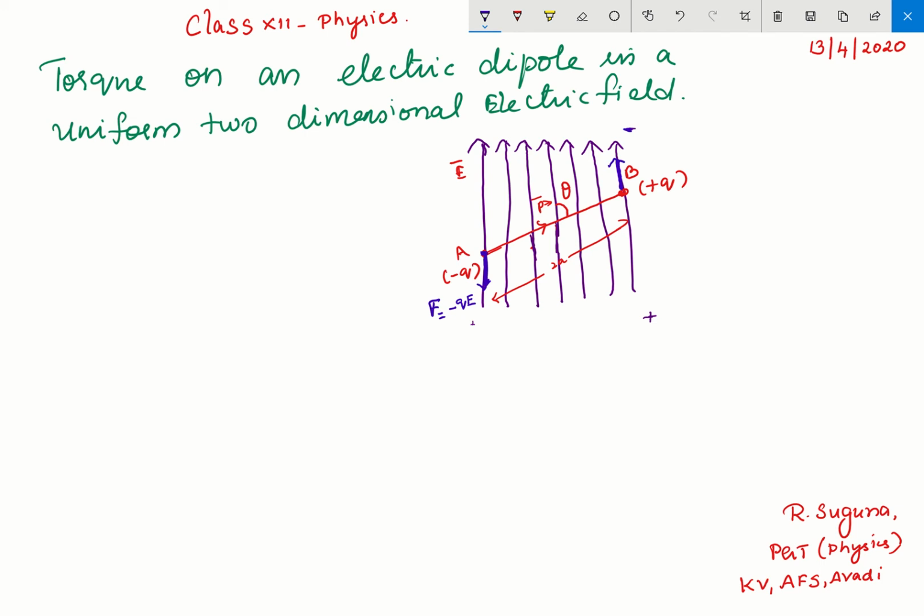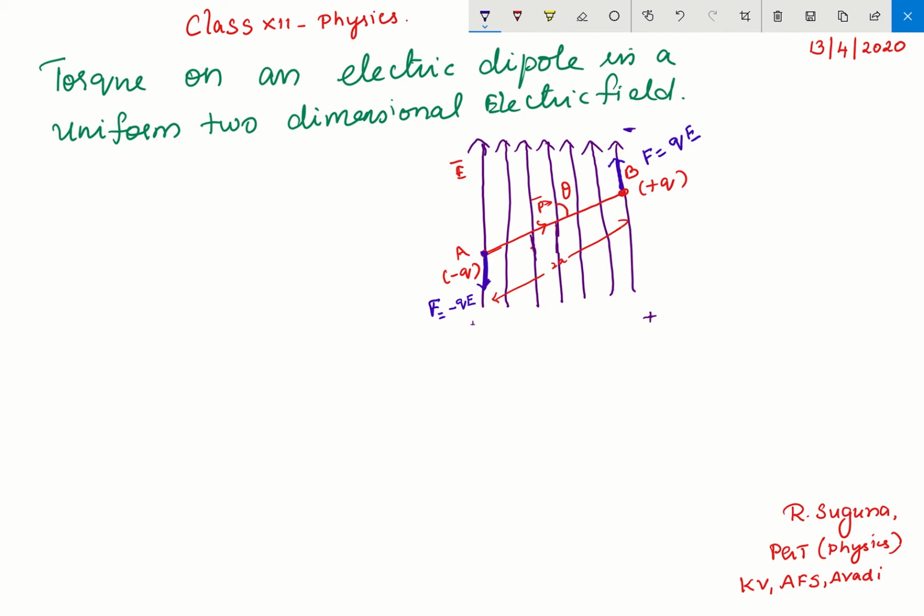And uniform electric field means at A, at B, everywhere, the magnitude and direction of the electric field, everything is the same, right? Therefore, what is the magnitude of this force? F is equal to QE. Now you recall your 11th standard portion. Here, minus QE and plus QE. At A, the force is in the downward direction, and at B, the force is in the upward direction. So they are equal, and magnitude wise both are the same.